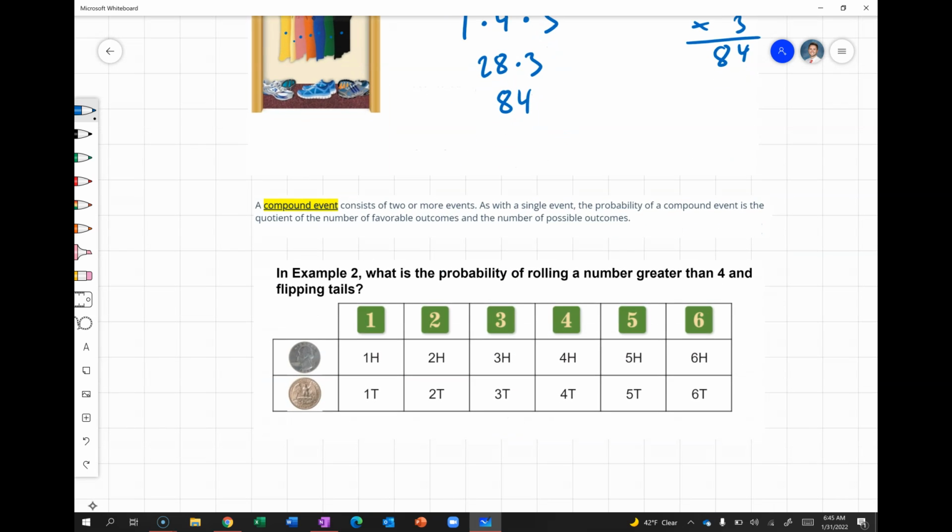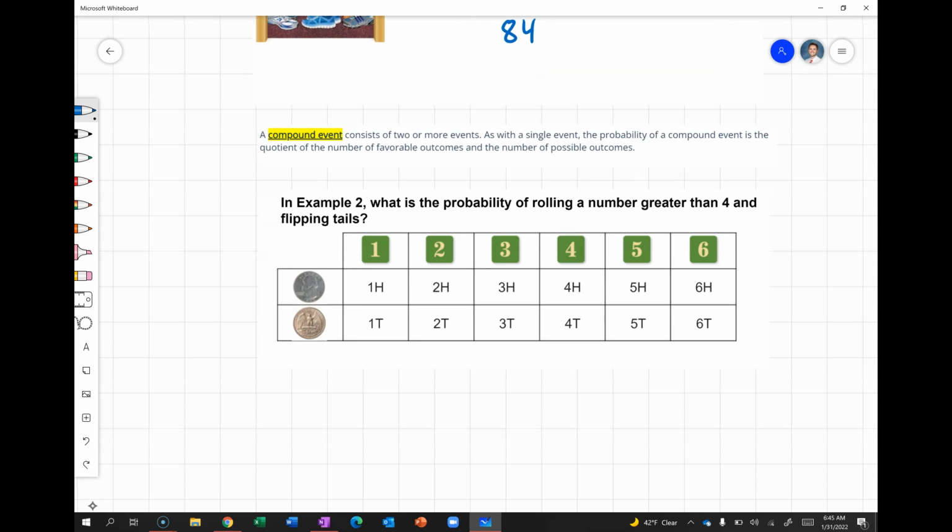Now, a compound event consists of 2 or more events. As with a single event, the probability of a compound event is the quotient of the number of favorable outcomes and the number of possible outcomes. If you remember before, the probability of flipping heads, for example, is 1 over 2, where 1, flipping heads, is the favorable outcome, and 2 is the total number of outcomes, since you could get heads or tails. We can do the same thing with a compound event.